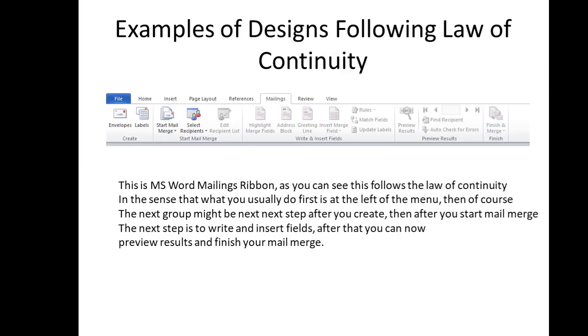So here's another example following the law of continuity. This is actually in MS Word. This is the MS Word mailing ribbon. As you can see, this follows the law of continuity in the sense that what you usually do first is at the left of the menu. Then of course the next group might be the next step, and so on. So this is now a series of the steps that you do with mail merging, and it will be from left to right. So the perception is this will be from left to right, and that of course is following the law of continuity.